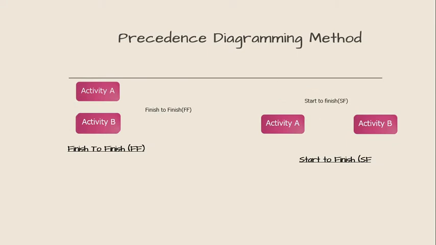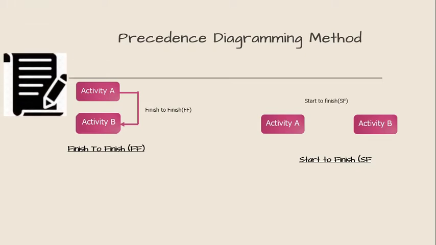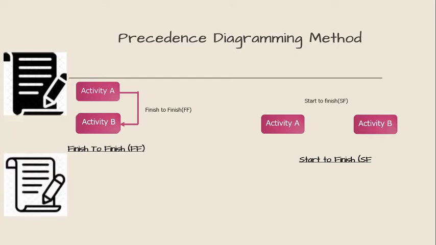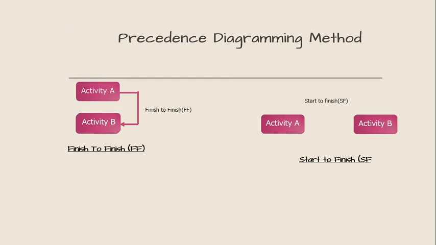Next is finish to finish. A logical relationship in which a successor activity cannot finish until a predecessor activity has finished. For example, writing a document, the predecessor, is required to finish before editing the document, which is a successor activity, can finish. Next is start to finish.